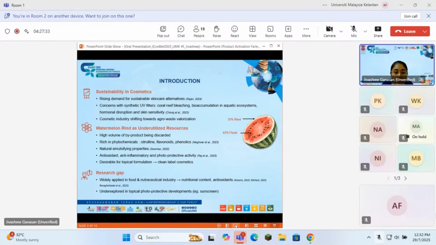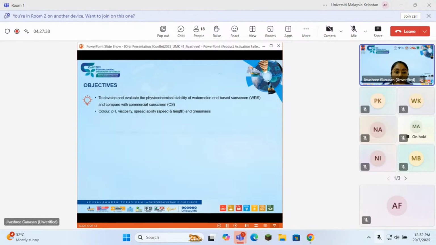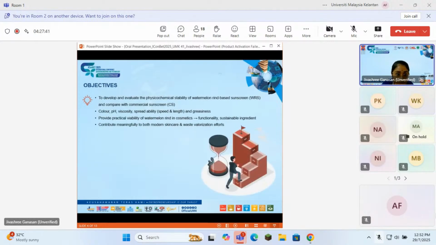The objective of my study is to develop and evaluate the physicochemical stability of watermelon rind-based sunscreen and compare it with the commercial sunscreen in the market, and also to compare the physicochemical properties like color, pH, viscosity, spreadability, and greasiness between the watermelon rind-based sunscreen and the commercial one. This study aims to contribute to the viability of watermelon rind as a functional, sustainable ingredient in cosmetics and contribute to waste utilization efforts from agriculture.